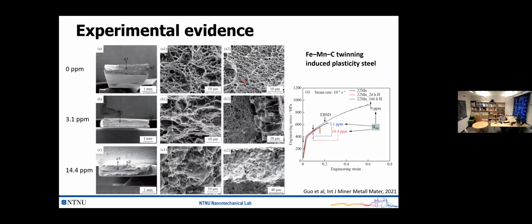Here is experimental evidence. It follows our prediction that when hydrogen occurs, the fracture mode changes from the transgranular to this mixed mode and to the intergranular. So it matches perfectly with the simulation results.